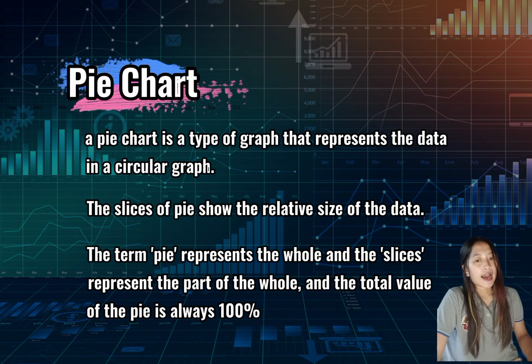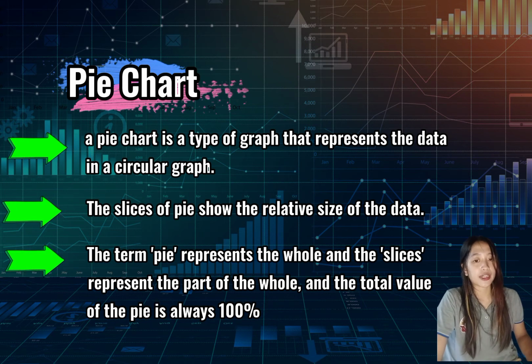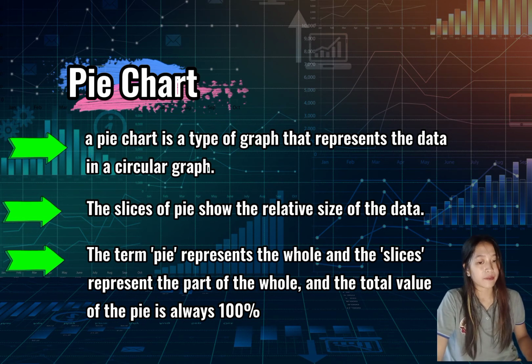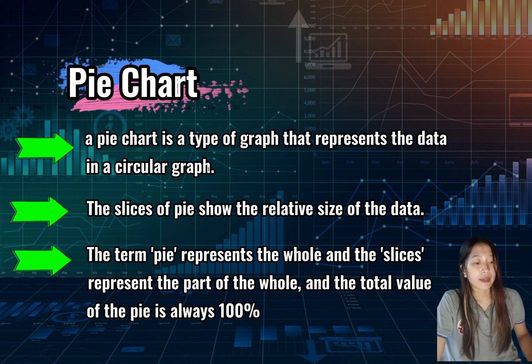Pie chart. A pie chart is a type of graph that represents the data in the circular chart. The slices of pie show the relative size of the data. The term pie represents the whole, and the slices represent the parts of the whole, and the total value of the pie is always 100%. So pie chart is also known as circle chart, that divides the circular statistical graphic into sectors or slices in order to illustrate the numerical problems.